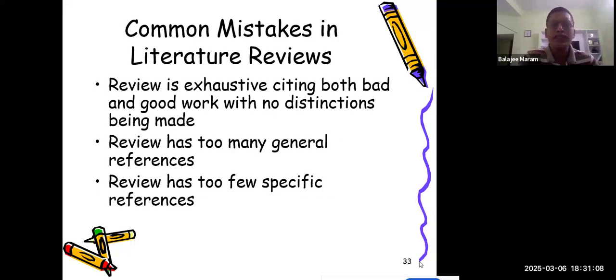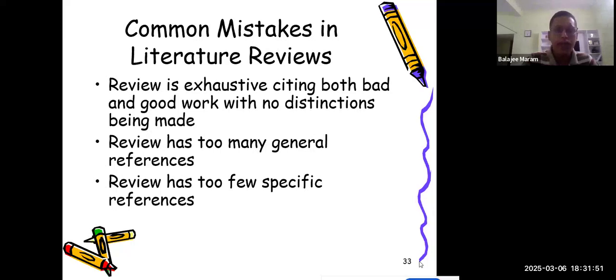Next, the review is exhaustive, citing both bad and good work with no distinctions being made. The review has too many general references. Suppose you are doing research on retinopathy, but you have included all papers related to eye diseases. Different types of eye diseases are there, and not all papers are related to retinopathy. In such a scenario, how are you including such generalized papers? They may be related to eye disease, but not to retinopathy. We should avoid such papers.